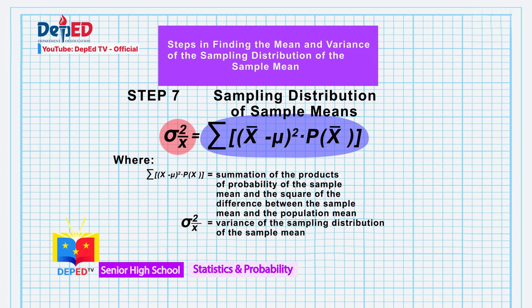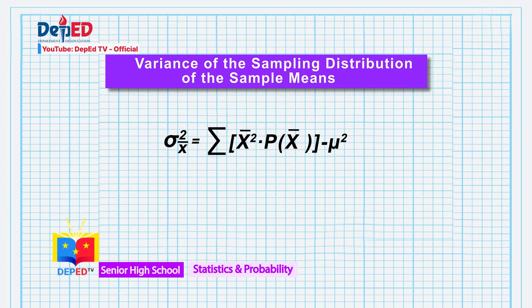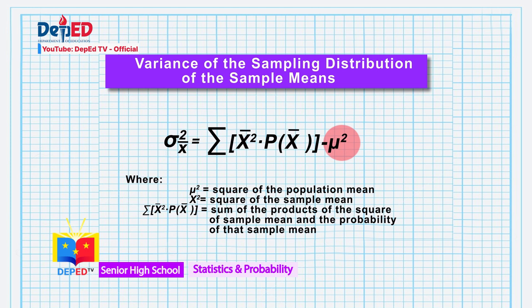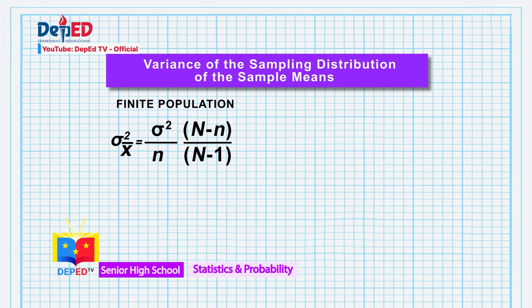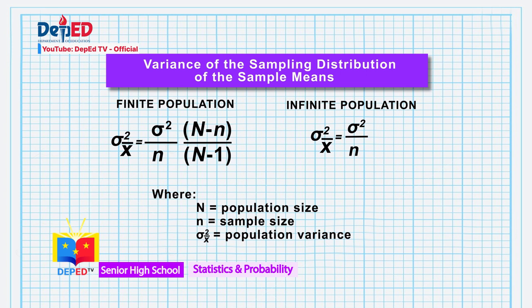Another formula would be the one shown, where mu squared is the square of the population mean and the other term is the sum of the products of the sample mean and the probability of the sample mean. We may also separate the formula for the finite and infinite values as shown. The formula for finite population is shown, and the formula for infinite population is shown. Where N is the population size, n is the sample size, and sigma squared is the population variance?